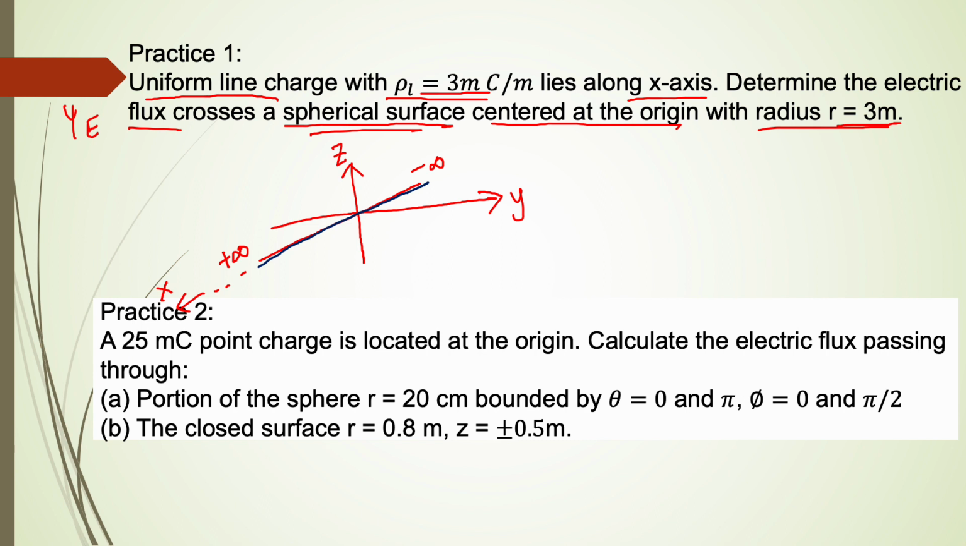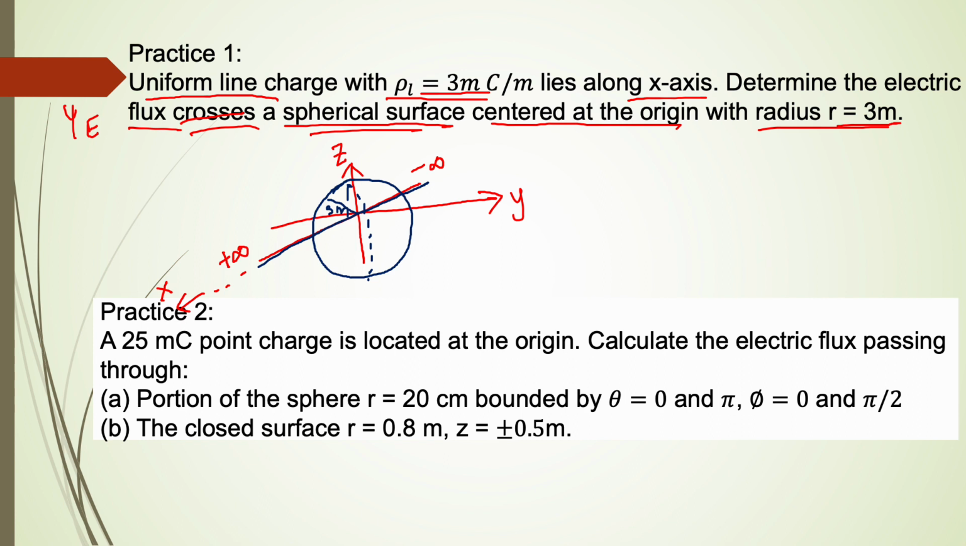So the electric flux crosses a sphere surface. Now if we draw a spherical surface, this is the spherical surface that is centered at the origin, and the radius of the surface is given as 3 meters. So now we know the electric flux is the flux that equals the total charge that is inside this sphere.